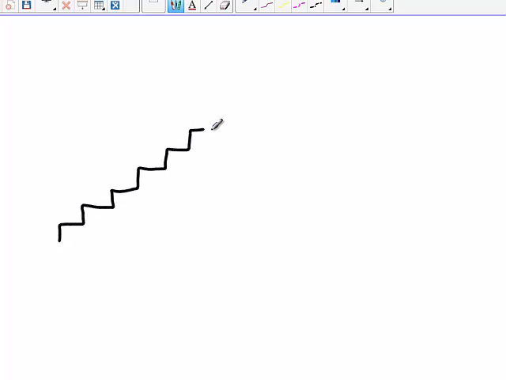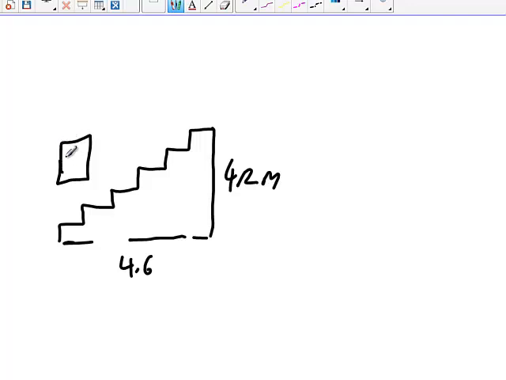Now, they said that this distance is 4.6 meters. Yep, 4.6 meters. And they said this distance from top to bottom is 4.2 meters, and the suitcase has a weight of 215 newtons, right? If it's already a weight, we don't have to multiply it by gravity, and we're supposed to calculate work.